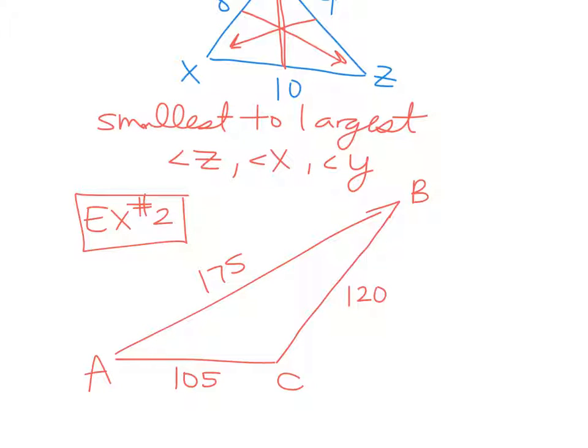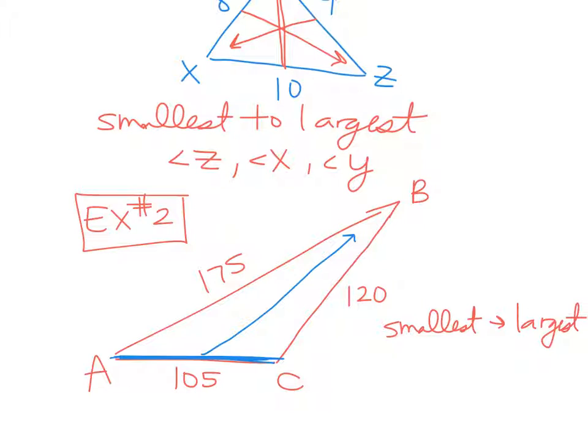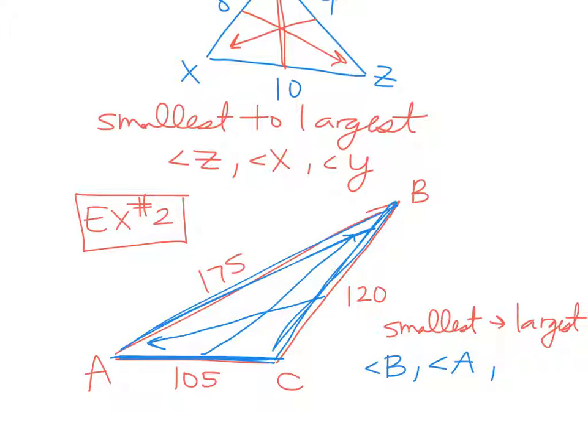So what is my smallest angle right now? If we're going to go smallest to largest on our angles, what's my smallest angle? Angle B, right? Across from my shortest side. Here's my shortest side. The angle across from it is angle B. So smallest would be angle B. What's the next shortest side? That would be angle A, because BC is 120, and across from the 120 would be angle A. And then my longest side is the 175. Across from that is angle C.